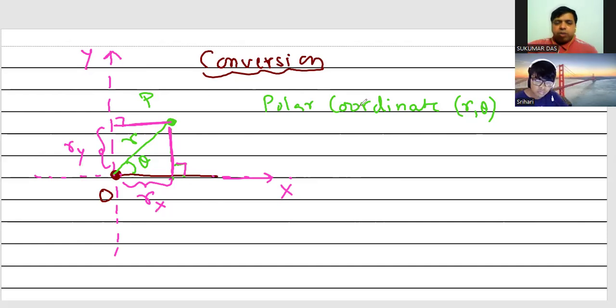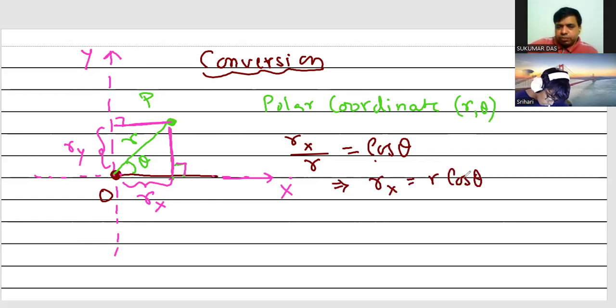Now using trigonometry, we can write Rx divided by R is equal to cos theta. That gives us Rx is equal to R cos theta. Similarly, we can use the trigonometric ratio definition to find this ratio: Ry over R is equal to sine theta. That gives us Ry is equal to R sine theta.